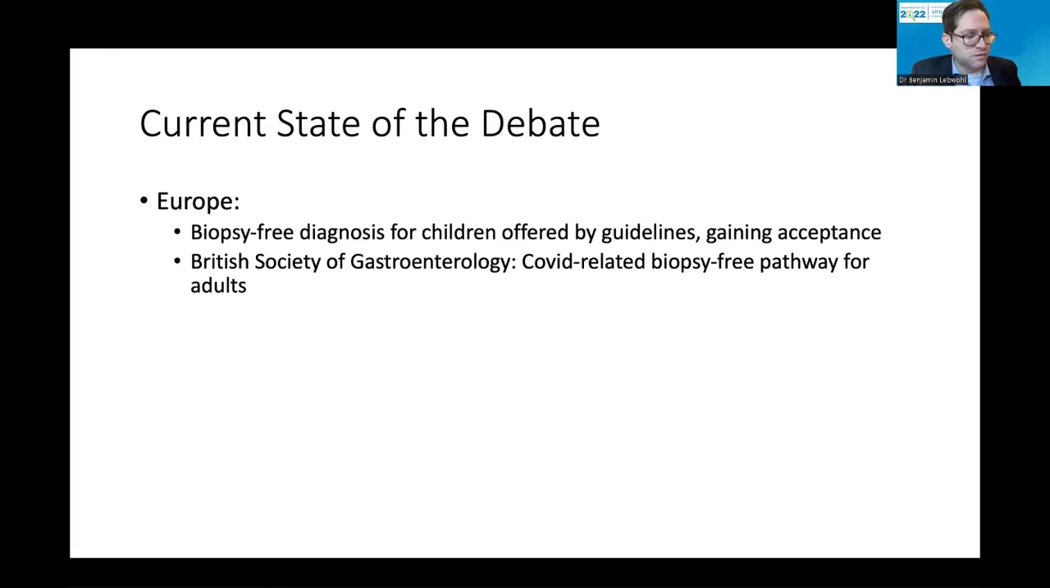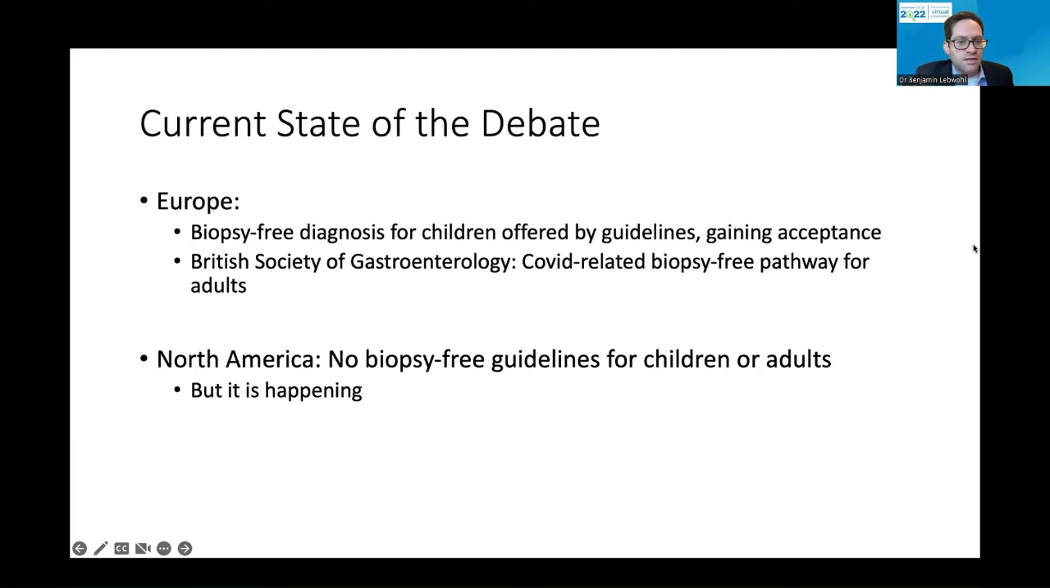It's got that seal of approval. It's part of standard of care for children, and it's increasingly gaining acceptance. The British Society of Gastroenterology actually includes skipping the biopsy as an option, even for adults. This came about during the lockdown periods in COVID, when we really wanted to minimize in-person interactions, even with healthcare practitioners, if possible. And so they offered this way to skip an endoscopy if certain criteria were met. Now, whether this will be the law of the land in Britain in the aftermath of COVID is unknown, but these are out there.